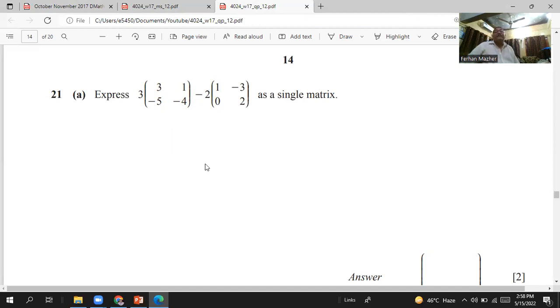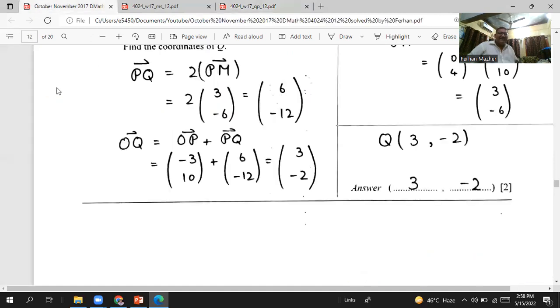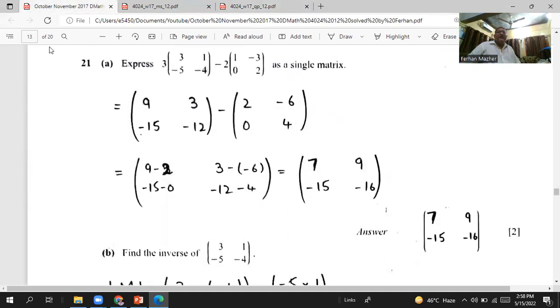We will not bring this negative inside, okay? That's the way we work on these questions. So you will have 9, 3, minus 15, and minus 12. That 3 has multiplied with that matrix. Then that 2 will multiply with that matrix, and you will have 2, minus 6, 0, and 4. The negative I have not taken in. The negative remains outside because I will use it for the operation.